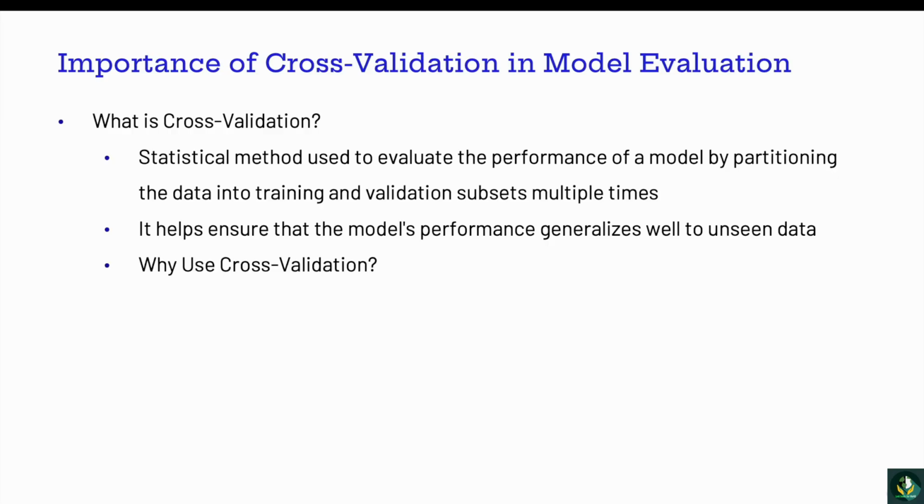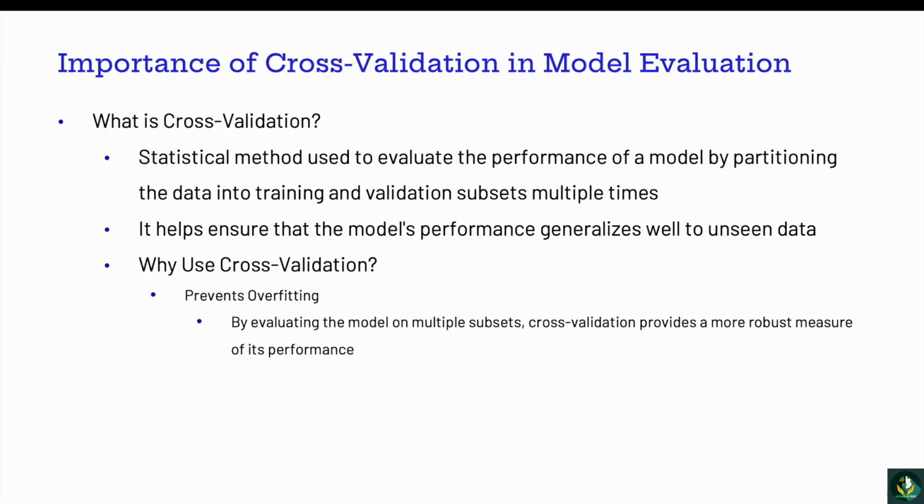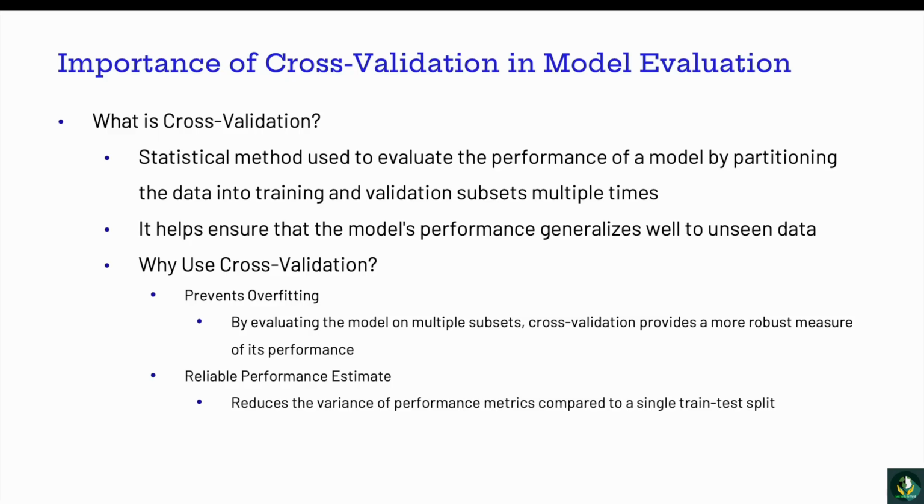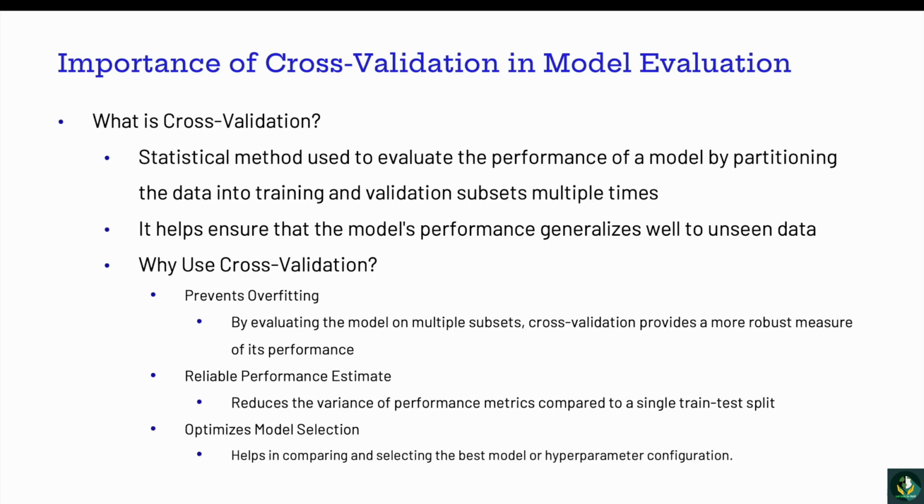Now, why use cross validation? It prevents overfitting. By evaluating the model on multiple subsets, cross validation provides a more robust measure of its performance. It gives a reliable performance estimate. It reduces the variance of performance metrics compared to a single train test split, and it optimizes model selection, which helps in comparing and selecting the best model or hyperparameter configuration.